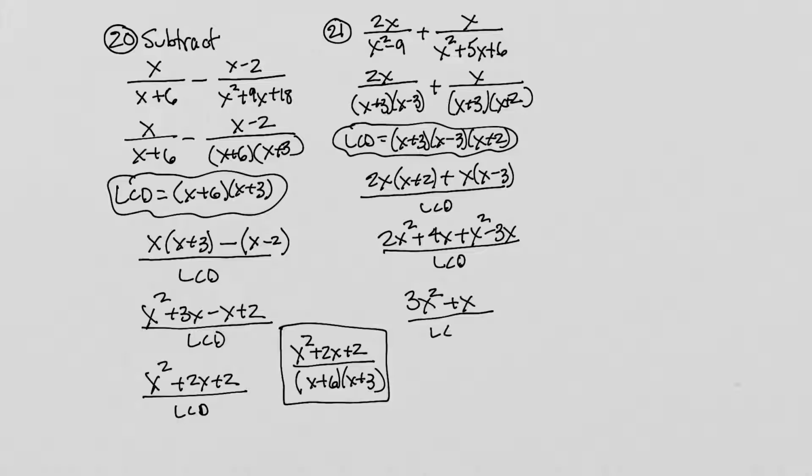Now I'm going to still write LCD because I can see that I can factor out an x here. So let's do that. Let's take an x out of there, and then we're left with 3x plus 1 over, now we can't do anything else, so I'm going to actually write the LCD, which we have, remember, back here in the circle. So we're going to have over x plus 3, x minus 3, and x plus 2.